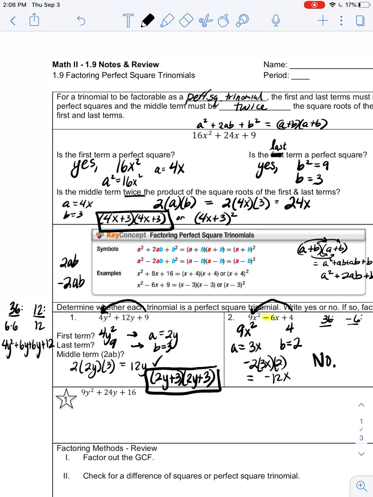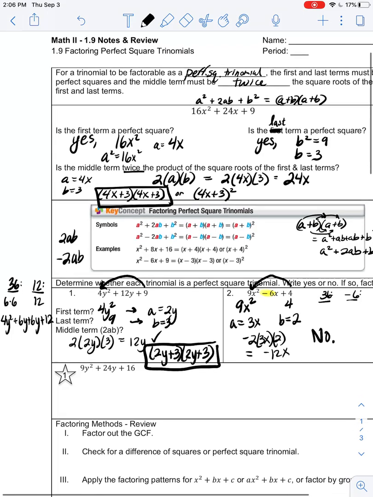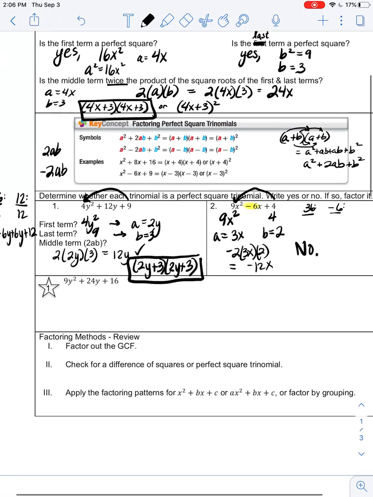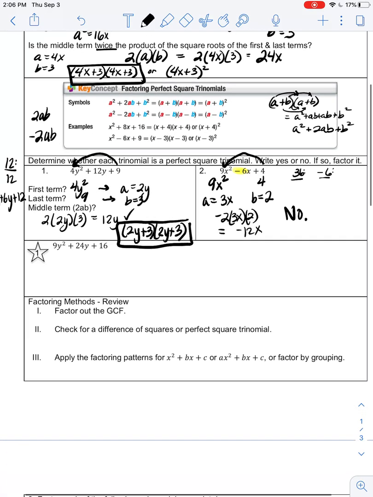All right, go ahead and pause the video and do the try this. And once you're back from that, that's pretty much it for 1.9. So we're going to be looking at factoring methods, just the overall factoring methods. And this is going to be a quick review of that.